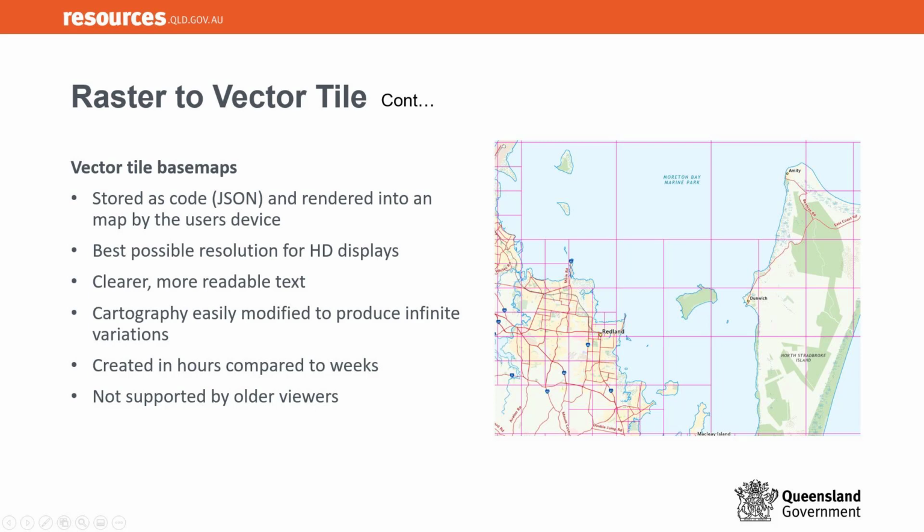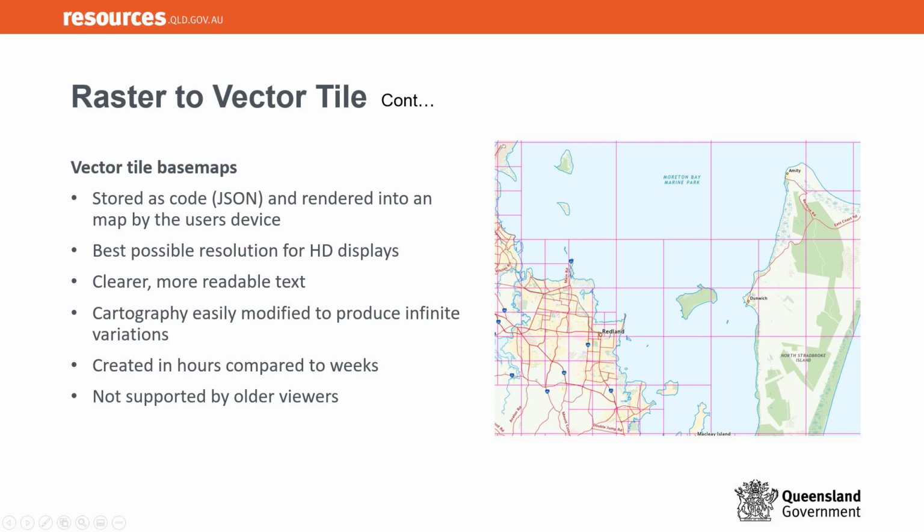The advantages of vector tiles are: 1. Display quality. They provide the best possible resolution for high definition displays. 2. They allow for dynamic labeling, producing clearer, more readable text. Additionally, they support on-the-fly labeling for heads-up displays. 3. Restyling, essentially allowing for an infinite variation of appearance that the users themselves determine. And 4. The ease with which vector tile basemaps can be updated.